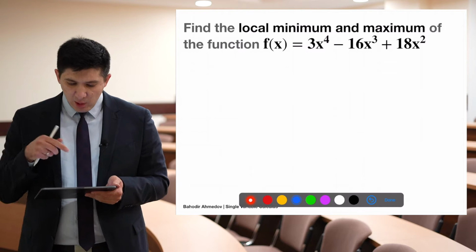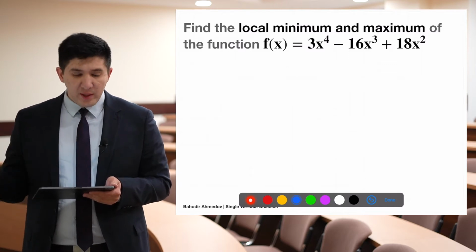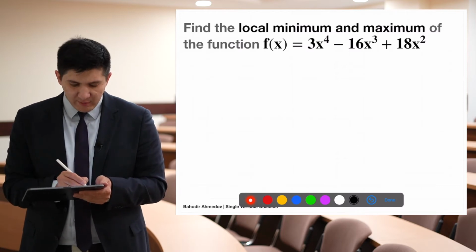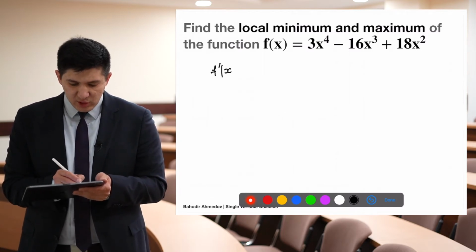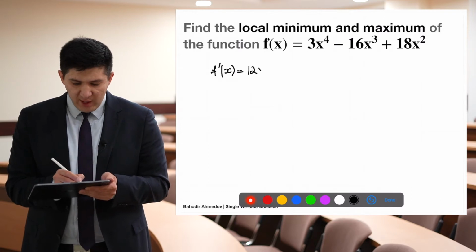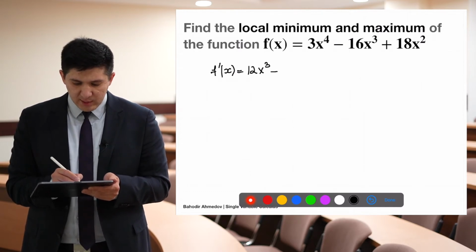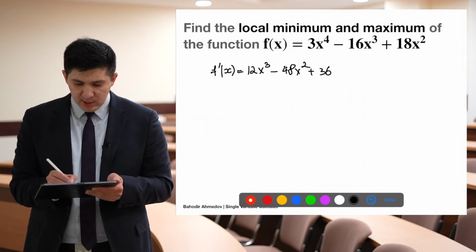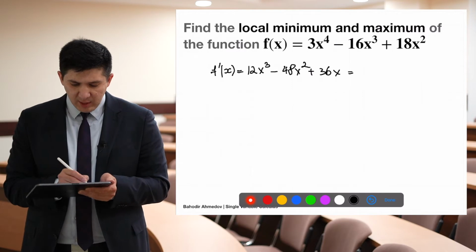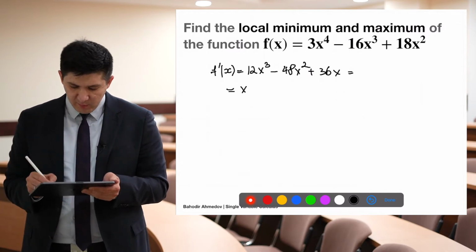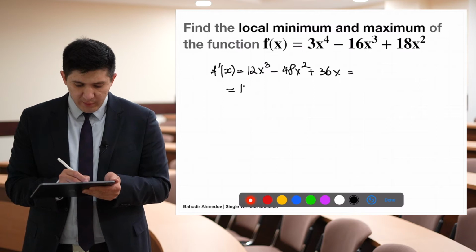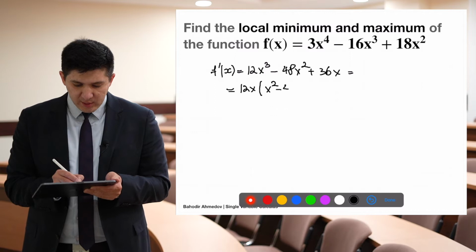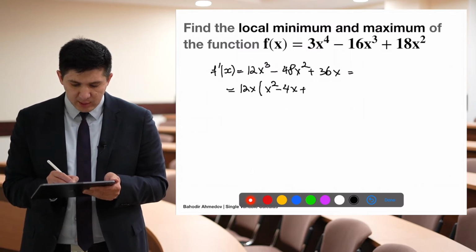Okay, so let's try to do this for this function. Find the local minimum and local maximum for this function. In order to do this, we first of all are going to take the derivative of this function. The derivative of this function is going to be equal to 12x to the power of 3 minus 48x squared plus 36x. So I'm going to take 12x out of the brackets. So 12x, and what is left inside is x squared minus 4x plus 3.